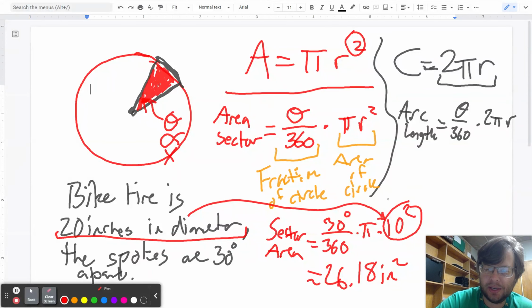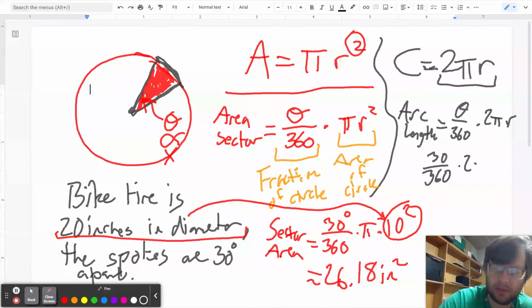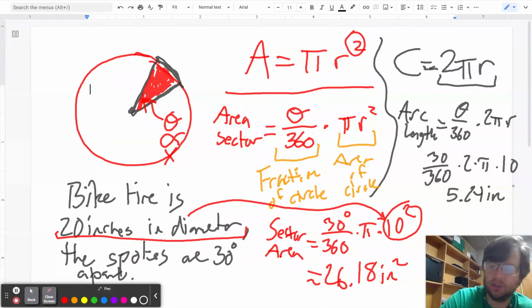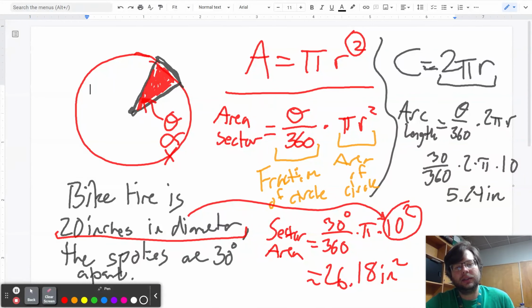If I wanted to find the arc length, I would just use the arc length formula: 30 divided by 360 times 2 times pi times 10. Let's see what that comes out to be. It comes out to be 5.24, and that's measured in inches. So there you go. Arc length and sector area are basically the same idea, just one is looking at area and one is looking at length.